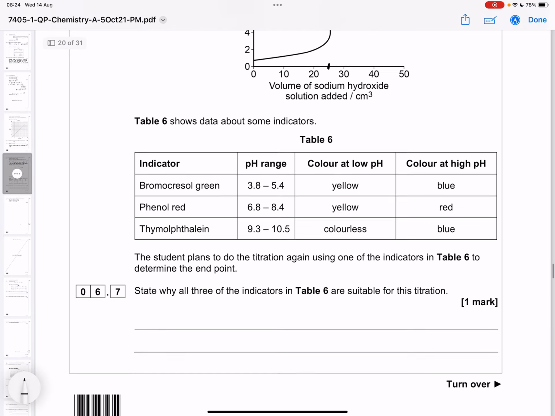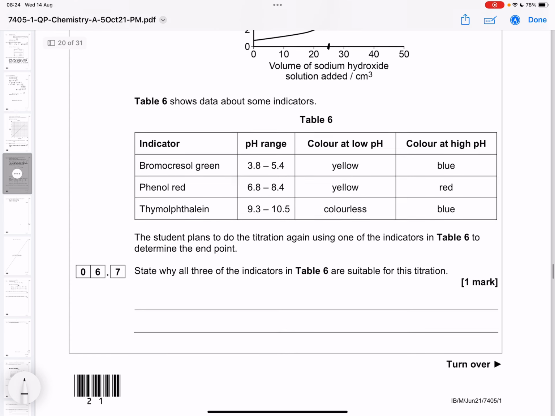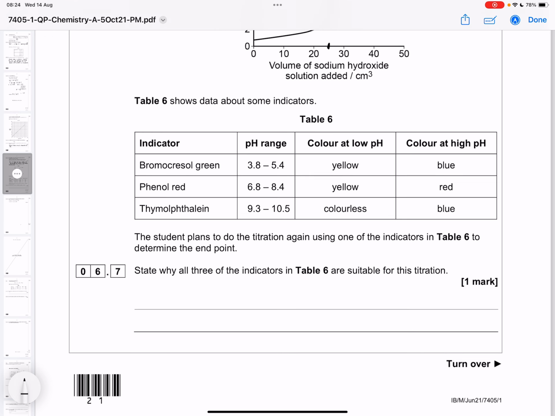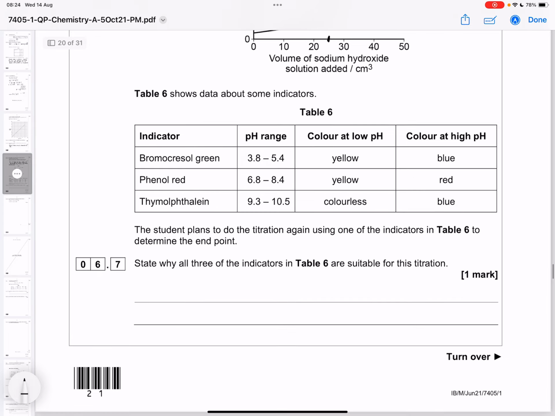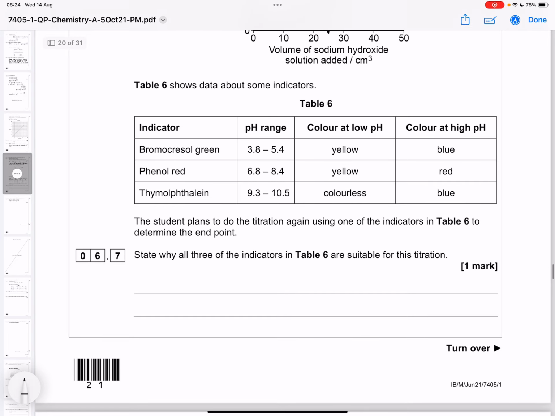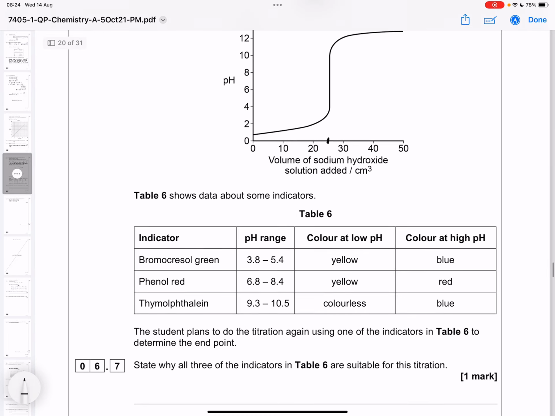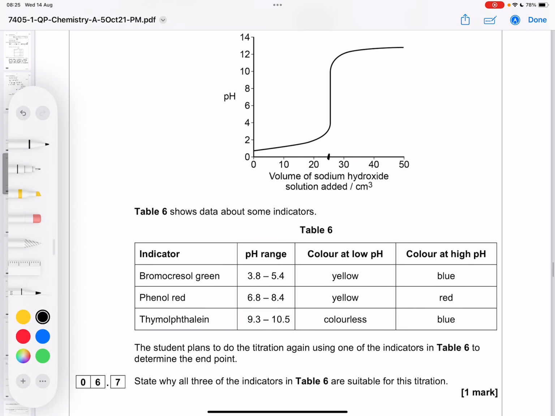Table 6 shows some data about some indicators. The student plans to do a titration again using one of the indicators in Table 6 to determine the endpoint. State why all three of the indicators are suitable. So what we want to do is have a look at the ranges of these indicators.